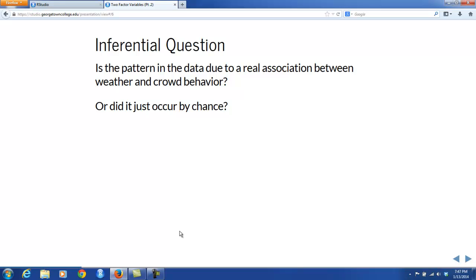But this brings us to the inferential question. We've got this pattern in the data, but is that pattern in the data due to a real association between weather and crowd behavior? That is, does weather really influence crowd behavior? Or could that pattern in the data just have occurred by chance variation in the way that the incidents worked out? Now, what do I mean by that, chance variation?